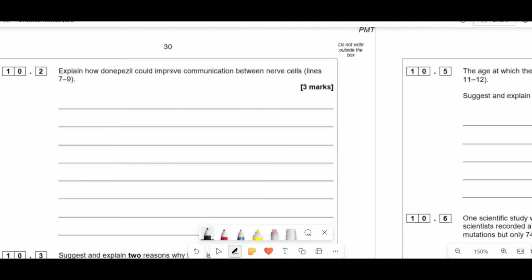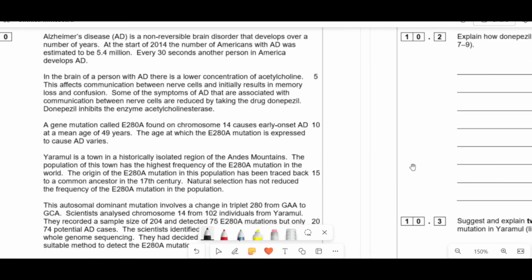Next it says, explain how donepezil can improve communication between nerve cells, lines 7 to 9. So let's go look at lines 7 to 9. Some of the symptoms associated with AD are associated with communications between the nerve cells and reduced by taking donepezil. Right, if you just stop there, you might think, oh, I can't find any answers.